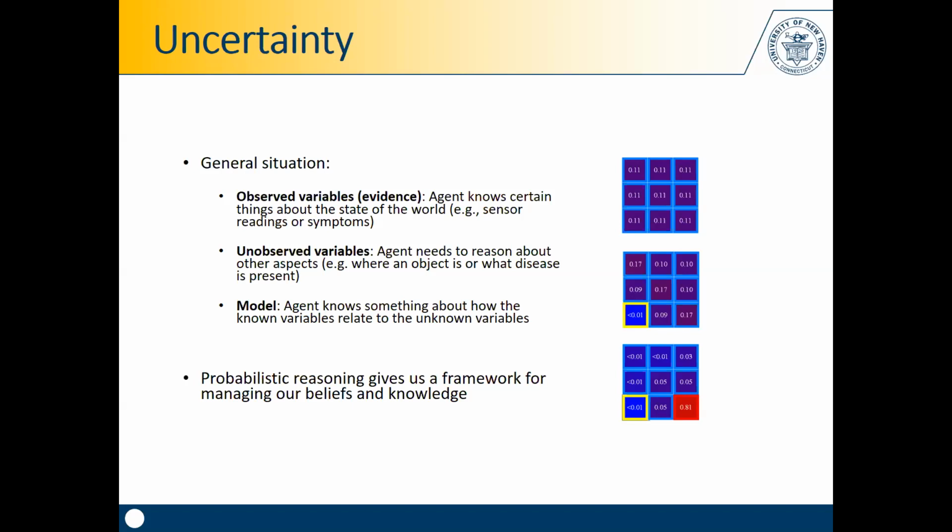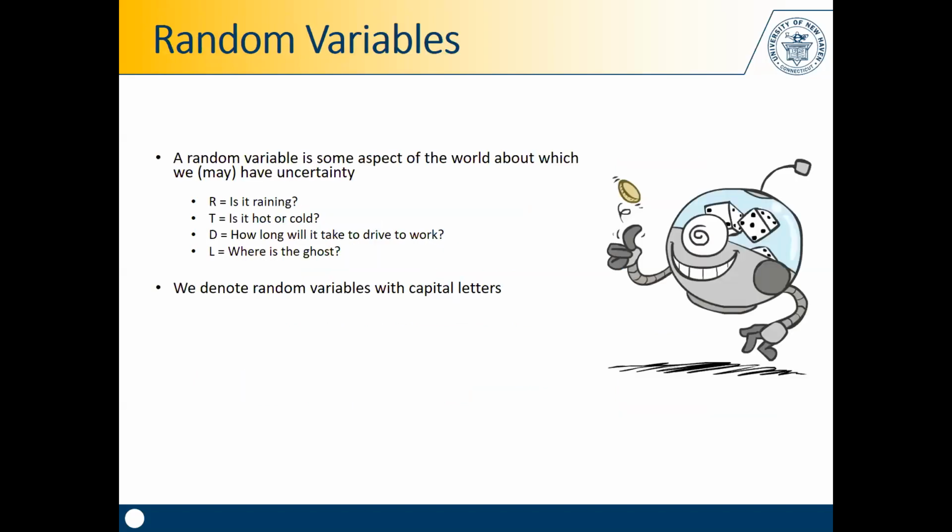So let's dig a bit deeper into the basics of probabilistic reasoning. We are going to start by defining a few concepts. The first of which, the foundation of it, is the notion of random variables. A random variable is some aspect of the world about which we may have uncertainty. A few examples of random variables: whether it's raining or not, and we can represent it with uppercase letter, capital letter R. Is it hot or cold, weather-wise? Is the current weather hot or cold?